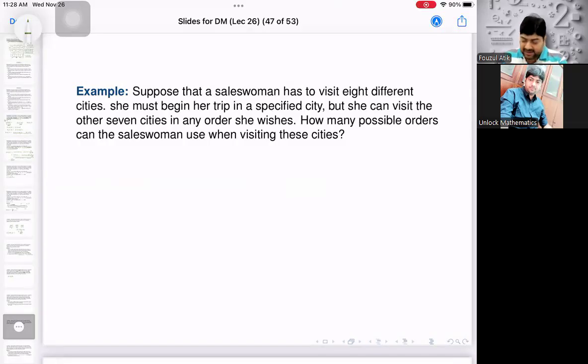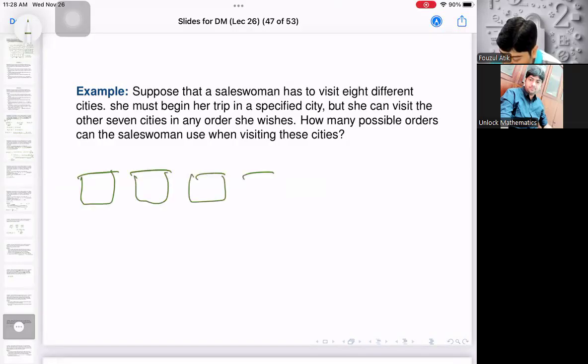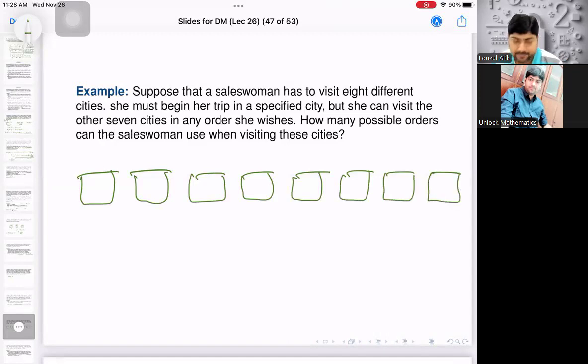See, there are 8 different cities available, right? 1, 2, 3, 4, 5, 6, 7, and 8. And how many ways can she start? She can go any way. So it is basically how many possible orders she can follow among the 8 cities. That means you have to basically find the permutation. But there is a trick.